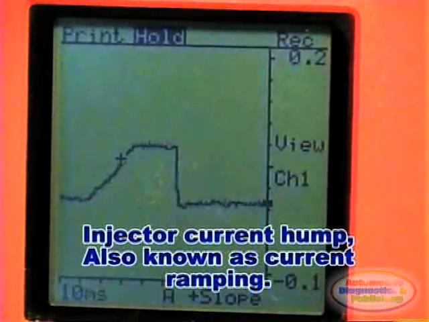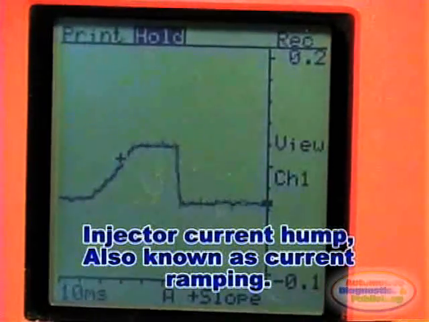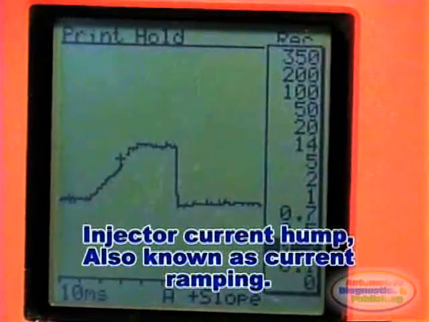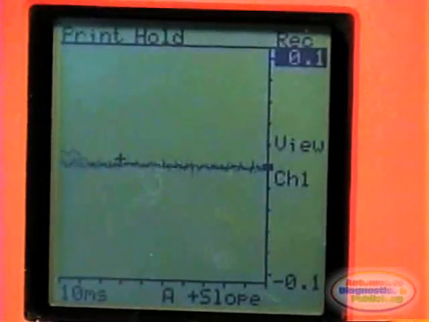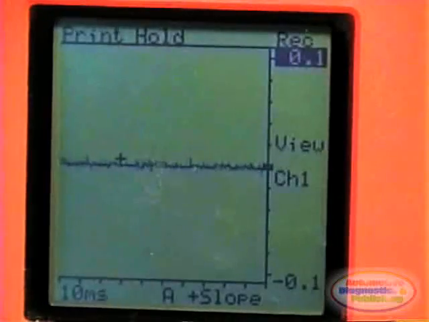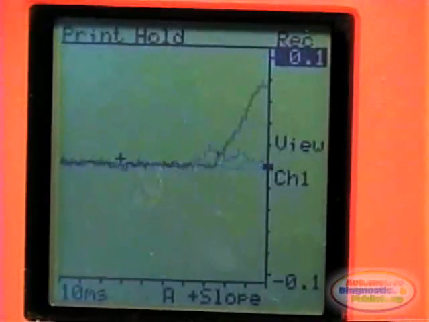Remember, we are dealing with current, or amount of electron flow, and not voltage. The clamp-on amp probe simply translates this current into a voltage to be plotted on the equipment screen during testing.